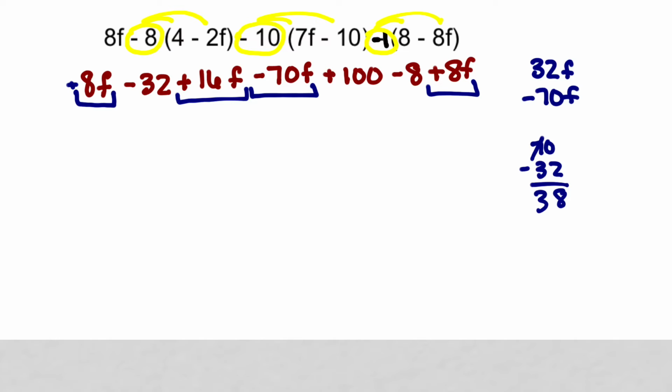38. Keep the sign of the larger number. So the larger number is negative. So I know that I have negative 38 F's.